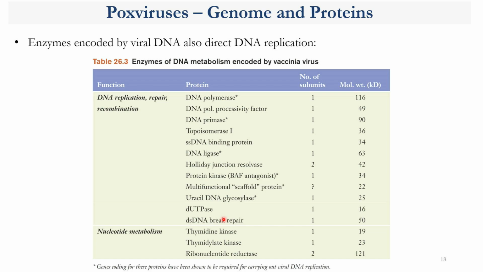And there are enzymes that also direct DNA replication. So you have things like DNA polymerase, you have a primase, you have topoisomerase, etc. Okay? So this is involved in DNA replication. So it makes proteins for RNA synthesis, makes proteins for DNA replication as well. Okay? And something very rare, it also has enzymes for nucleotide metabolism as well. Okay?